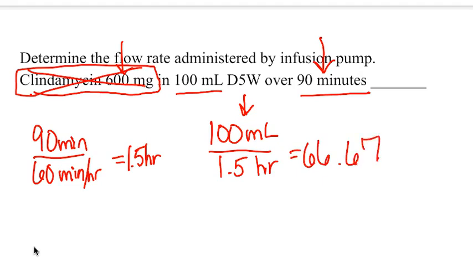66.67. So my answer here is 66.666 repeating, but when I write it down, I'm going to round it to the nearest hundredth, and then I'm going to round it to the nearest whole number once I have this written down, because I want to look one number past my whole number. So in this case, 6 is greater than 5, so I'm going to round this up to 67 milliliters per hour.